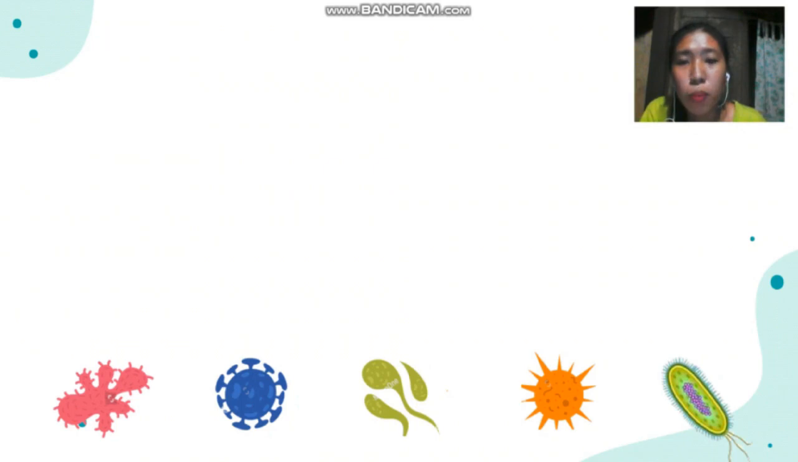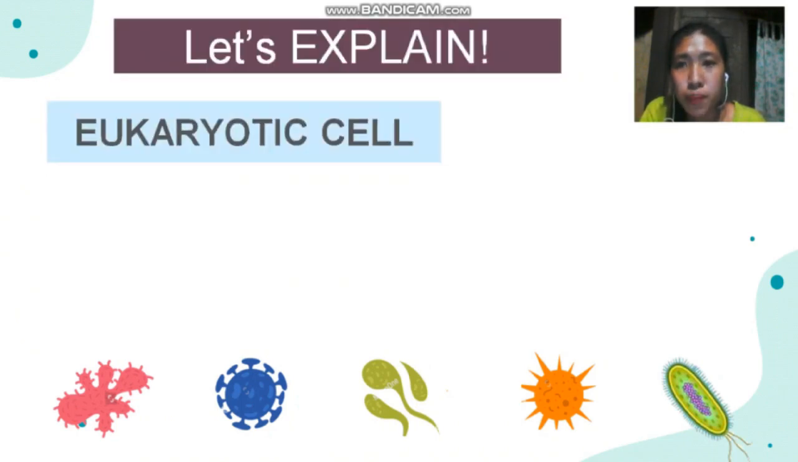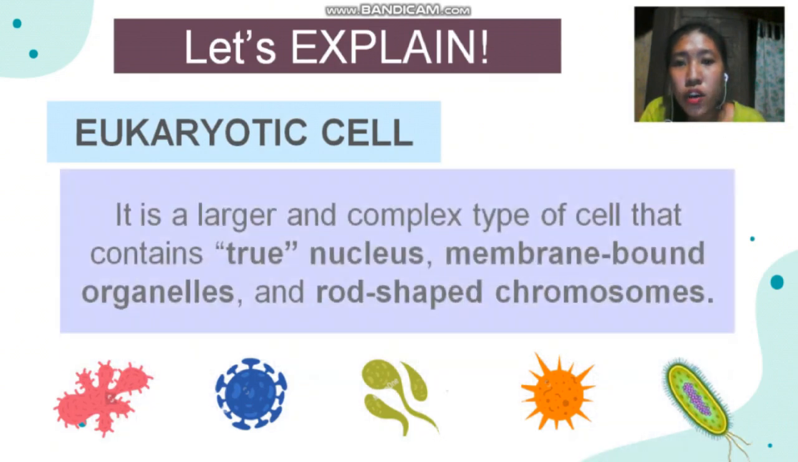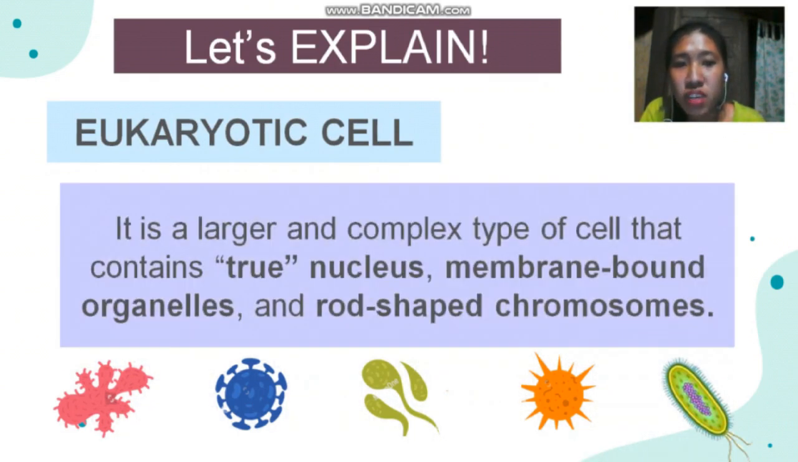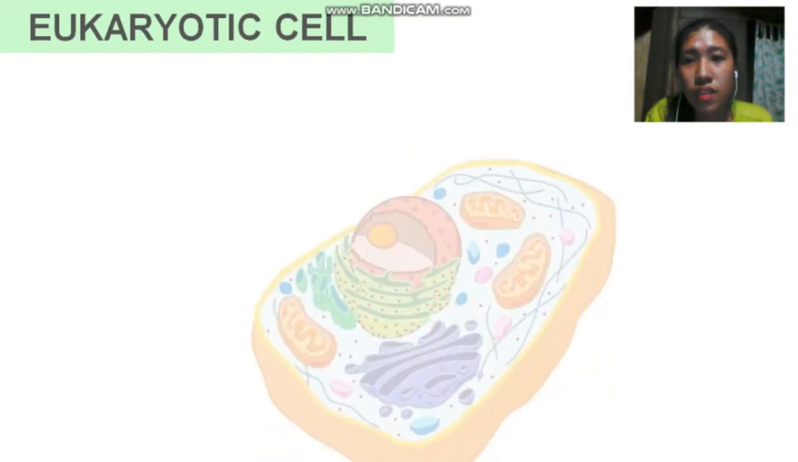Furthermore, let us now proceed to the eukaryotic cell. Remember, the eukaryotic cell is a larger and more complex type of cell that contains a true nucleus, membrane-bound organelles, and rod-shaped chromosomes. Eukaryotic cells are considered to be complex since they contain a variety of structures called organelles, which perform various functions within the cell. Most organisms that belong to eukaryotes are protozoa, fungi, plants, and animals. The eukaryotic cell has several parts.